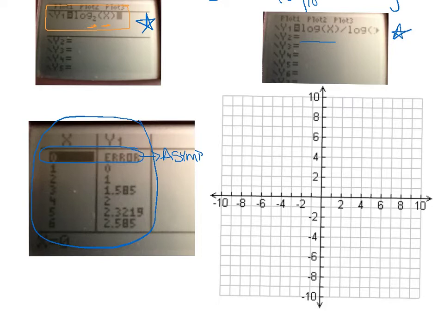Whoops, I just goofed up here. See if we can erase this at all. That didn't do it. Let's see.